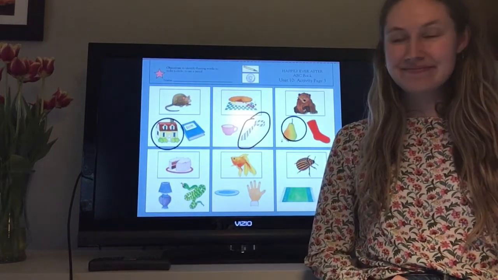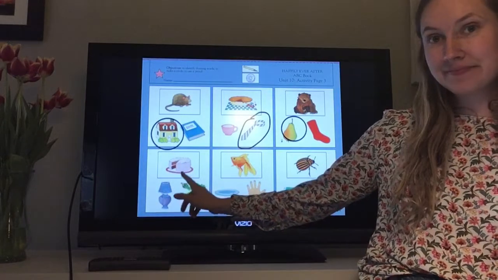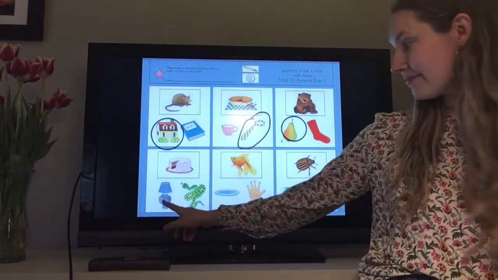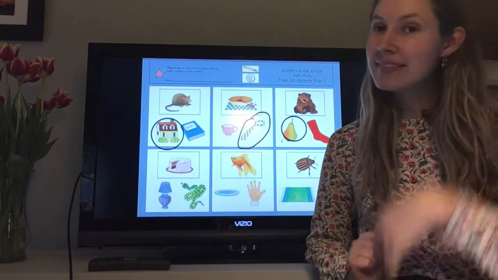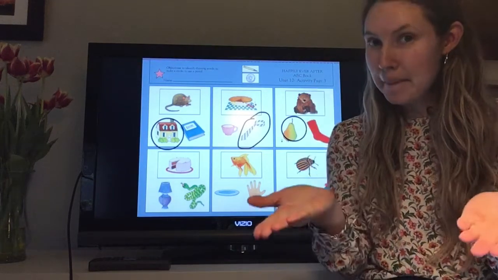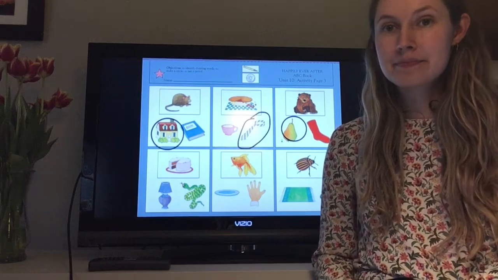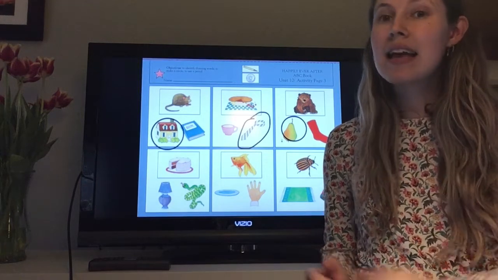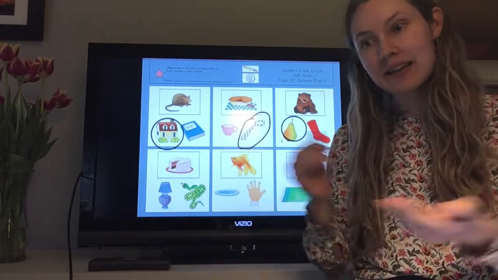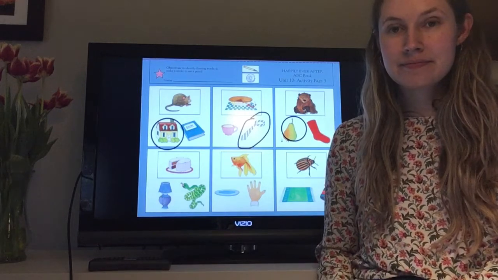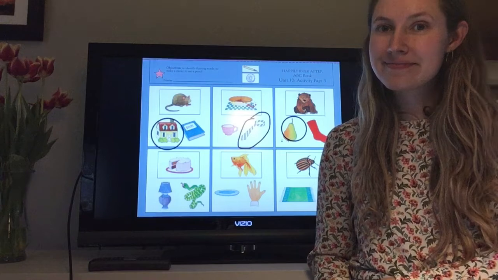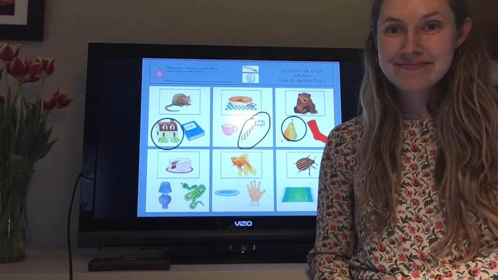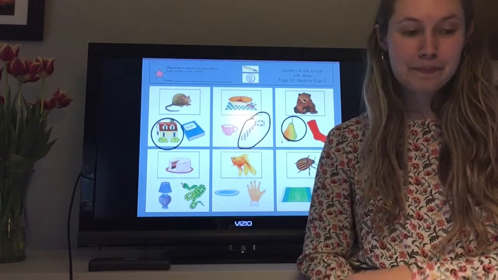Now look at the box with the cake in it. Below the cake, you see a lamp and a snake. Say cake and lamp with me. Cake, lamp. Now say cake and snake with me. Cake, snake. Which word rhymes with cake? Lamp or snake? Circle the picture of the word that rhymes with cake.